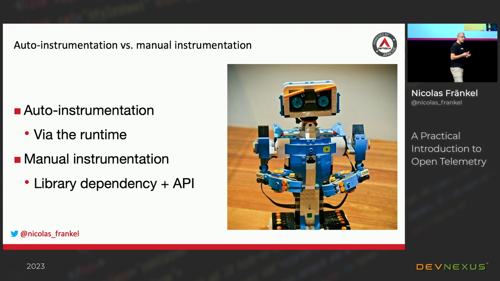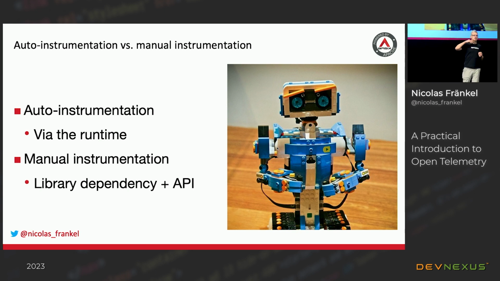Either your stack has a runtime. Java has a runtime, it's a JVM. Python has a runtime. Rust doesn't have a runtime, it compiles directly to binary. So if you are in the case where there is a runtime, you could auto-instrument, like I did before with my logs. In the logs, that was not that a great idea. For tracing, it's a very good idea.